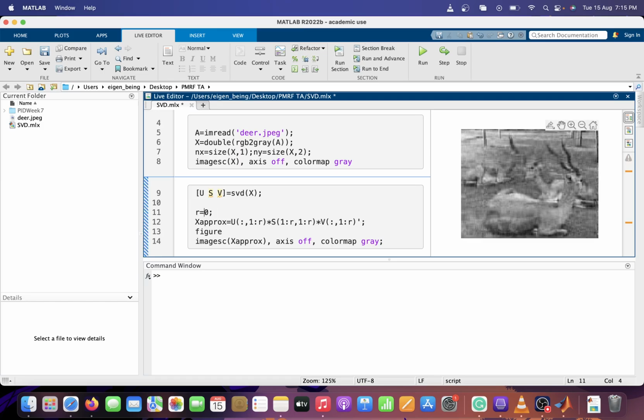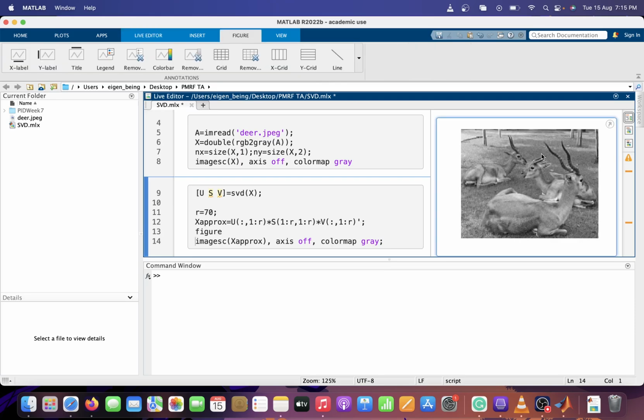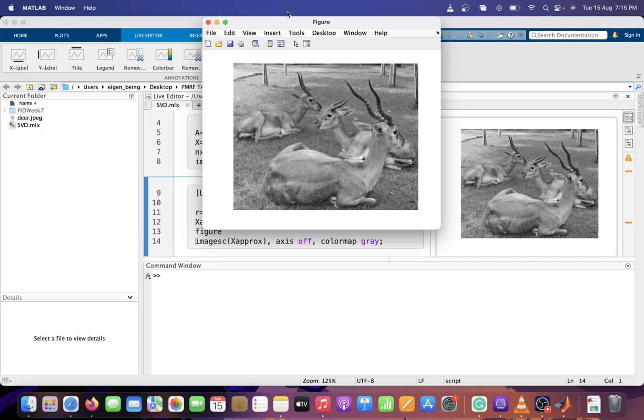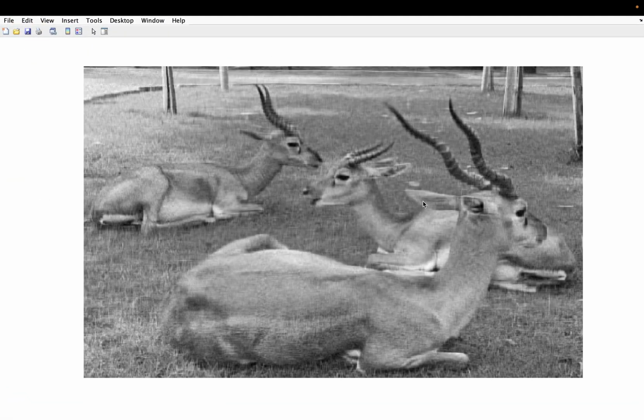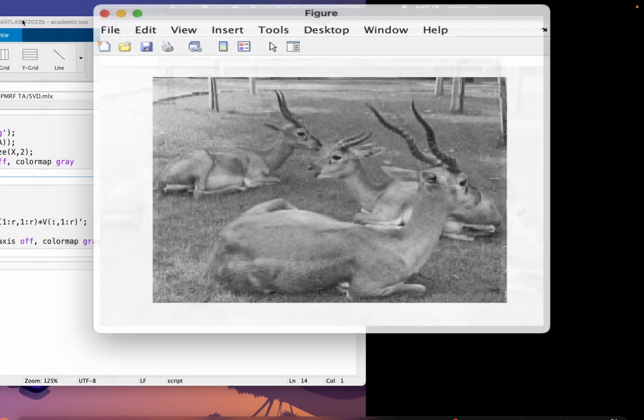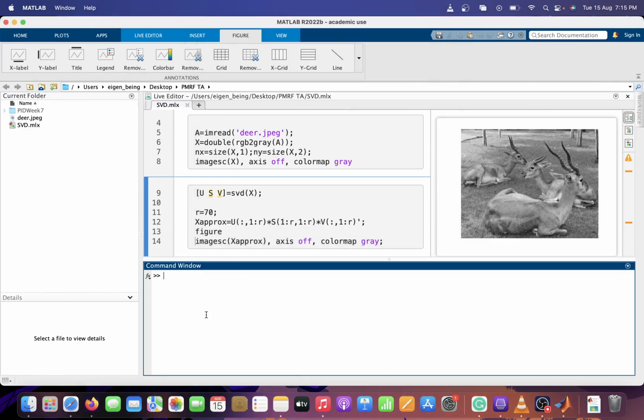So let's take 70, okay, for our purpose. Let's say I'm happy with 70, I'm happy with this image compression. I'm not going to put it on a really big screen, so I'm okay with this. Now let's look at the size of the approximate. So size of x approx.